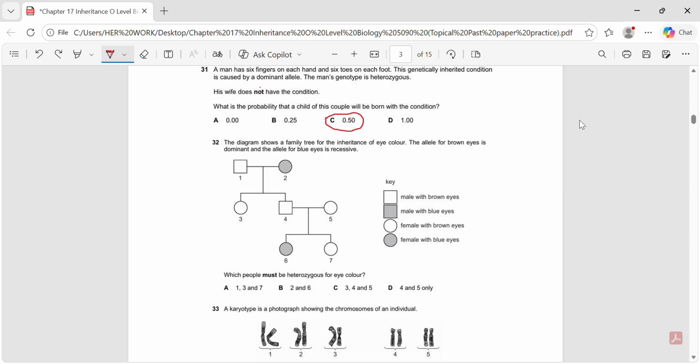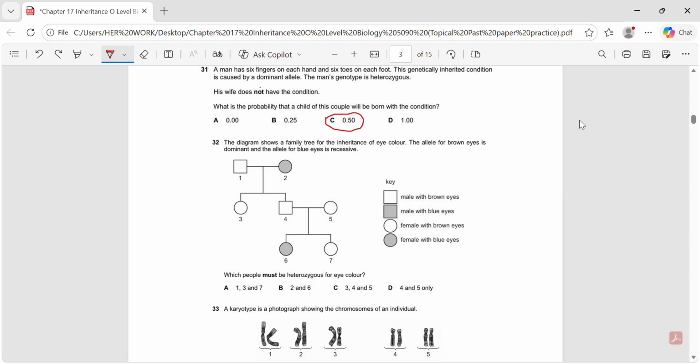Now, the second rule is the blue child rule. If 2 brown-eyed parents have a blue-eyed child, then both parents must be heterozygous capital B and small b. This is because the child needs to inherit a small b allele from each parent to be small bb. So, individuals 4 and 5 both have brown eyes, but they have a blue-eyed child, individual 6. This means both of them must be heterozygous capital B and small b.